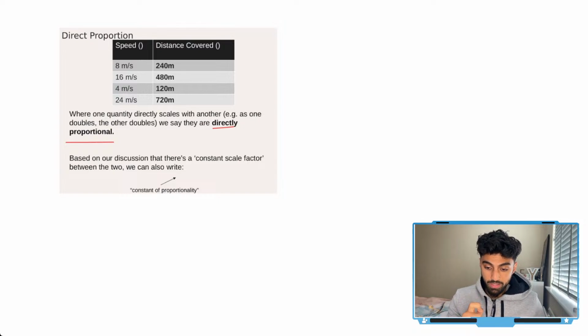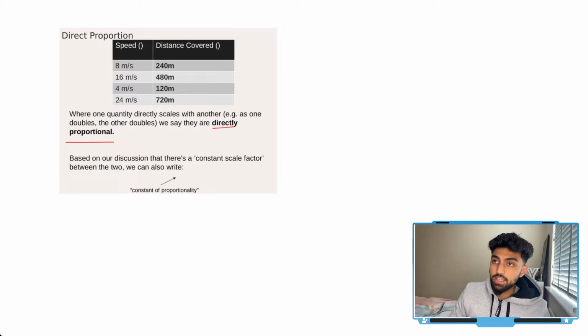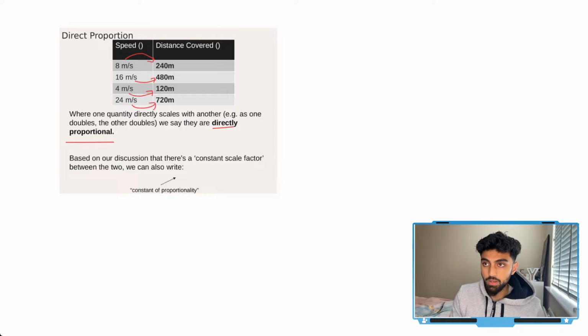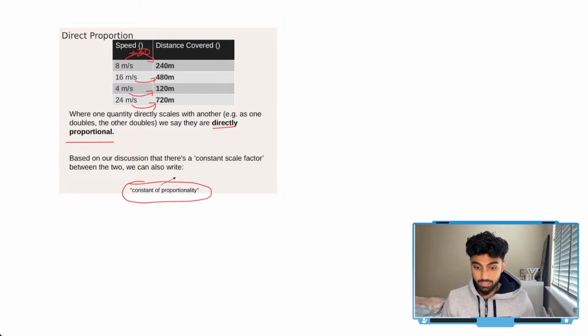And someone also mentioned, can't remember who it was, I think it was Abdullah. Thank you, Abdullah, for mentioning. In terms of the relationship between the speed and the distance covered, what's happening every single time? We're multiplying by 30. The fact that we're multiplying by 30 every single time is important because we'll recap that time and time again in this topic. And that is actually called the constant of proportionality.